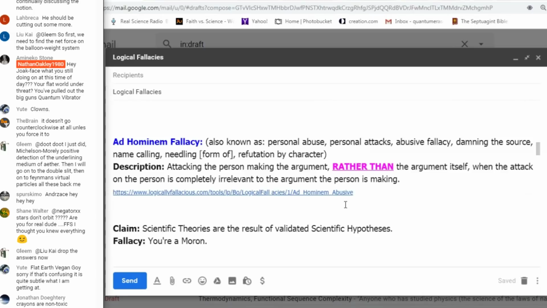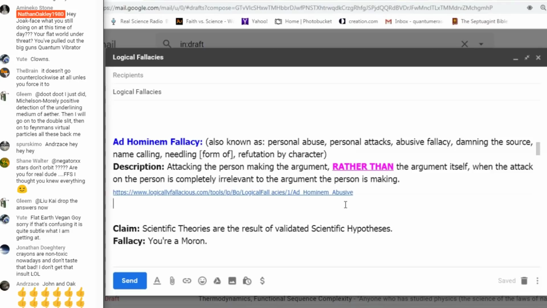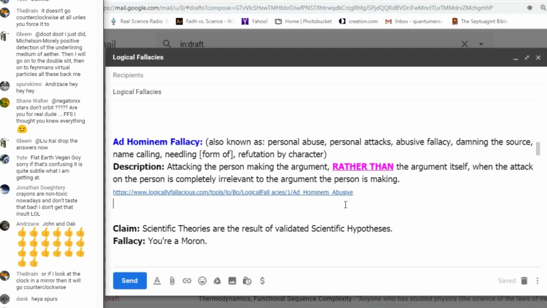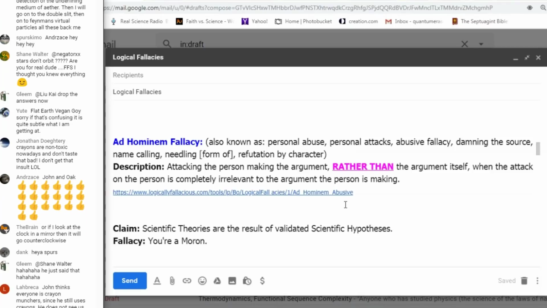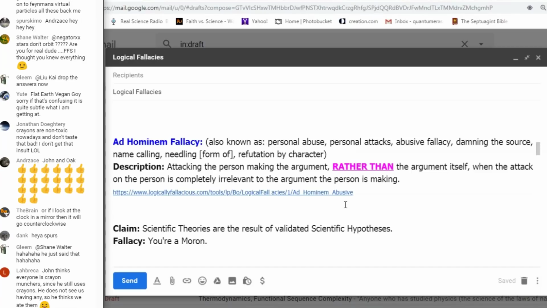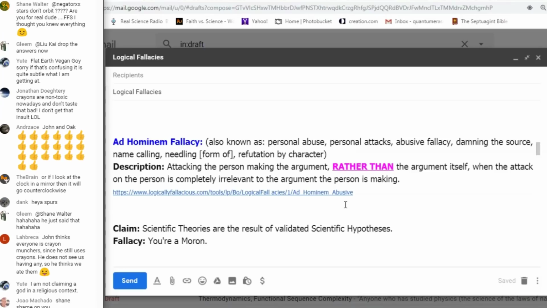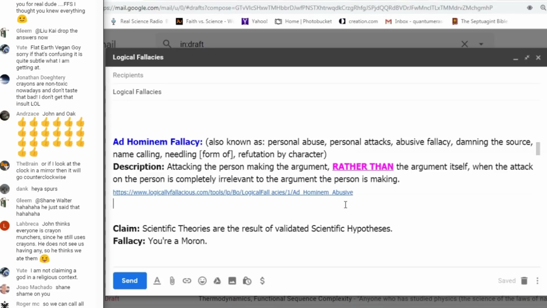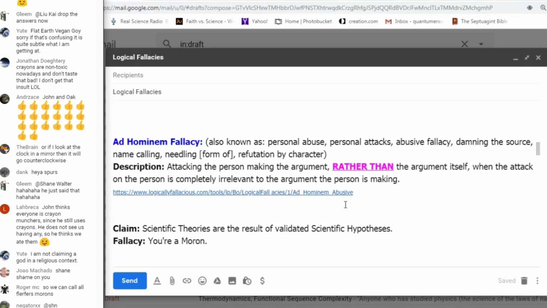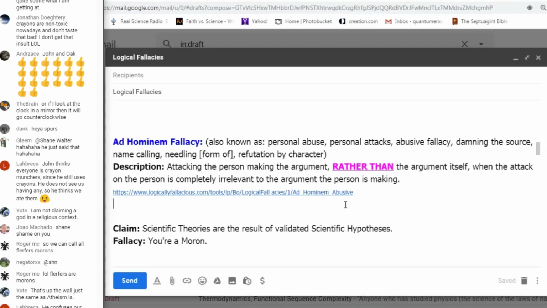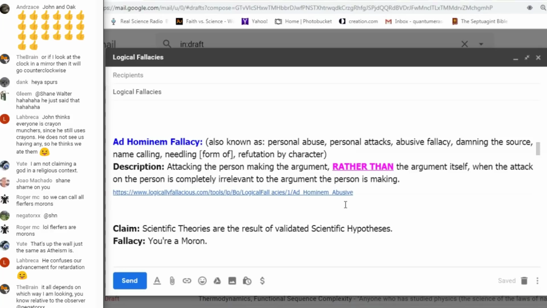If I was to assert that scientific theories are a result of what teacher told me at school, I would be fair game to be called a moron, because that is a moronic statement. However, if you say scientific theories are a result of validated scientific hypotheses, and the response you get is, you're an idiot, that does not address the actual claim being made, just an ad hominem fallacy. Exactly. It's in lieu of an actual argument, right?